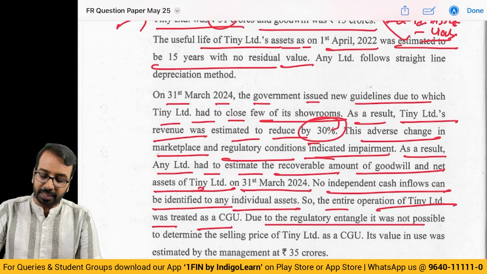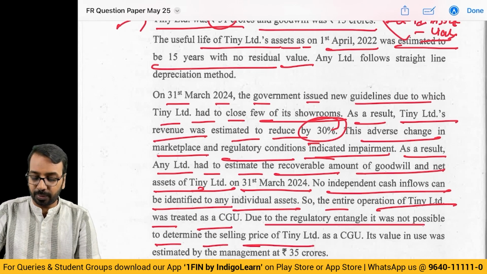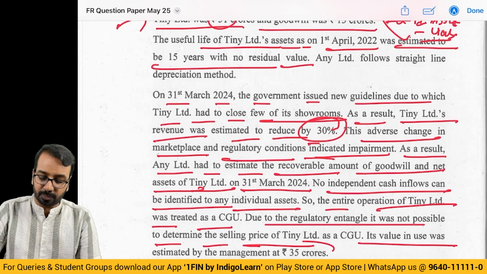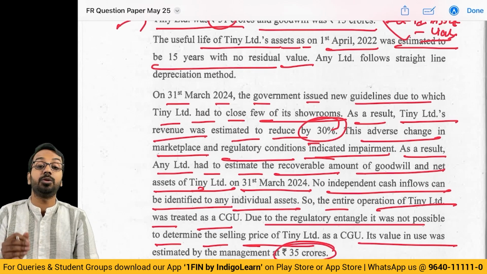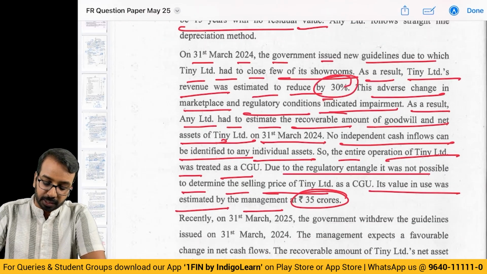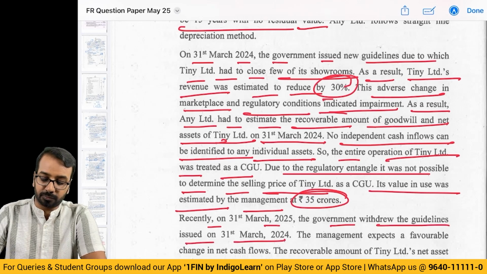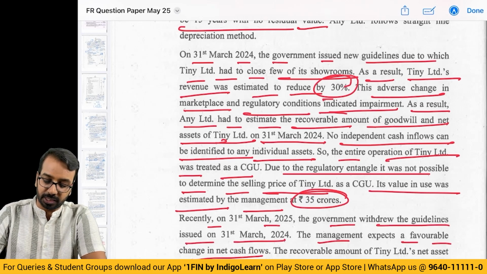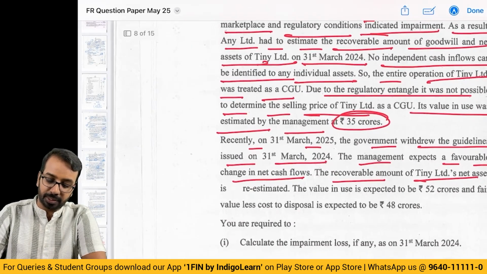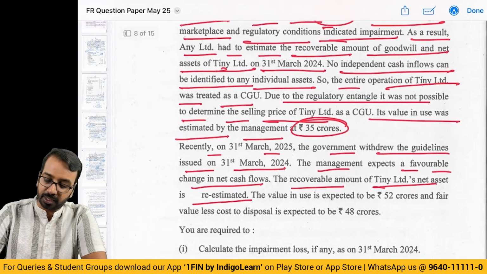Due to regulatory entanglement, it was not possible to determine the selling price. Its value in use was estimated by the management to be 35 crores. Then, on 31st March of 24, the government withdrew the guidelines. The management expects a favorable change in net cash flow. Recoverable amount of Tiny Limited, net asset is re-estimated. Here they have started using net asset.